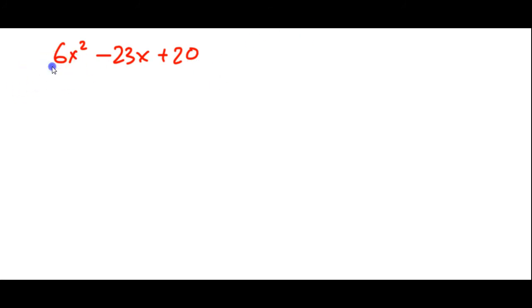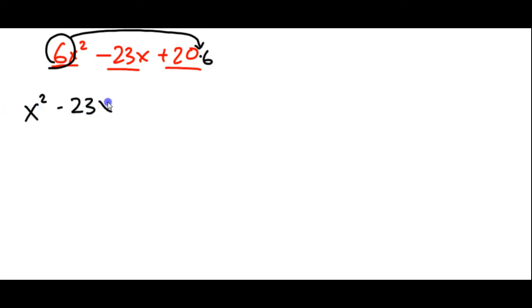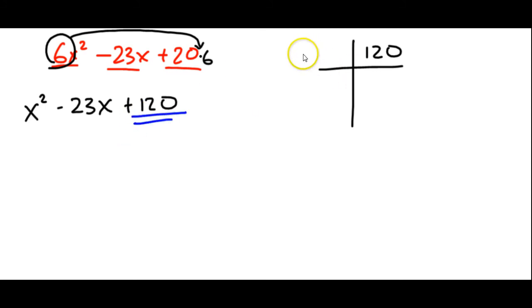First, see if we can take out something in all of these numbers. In this case, we can't factor anything out. So all we need to do is take this leading coefficient, multiply it to the back, and we have x squared minus 23x plus 120. Now we need two numbers that multiply to 120, but when you add them, it gives you negative 23. So what two numbers do that?